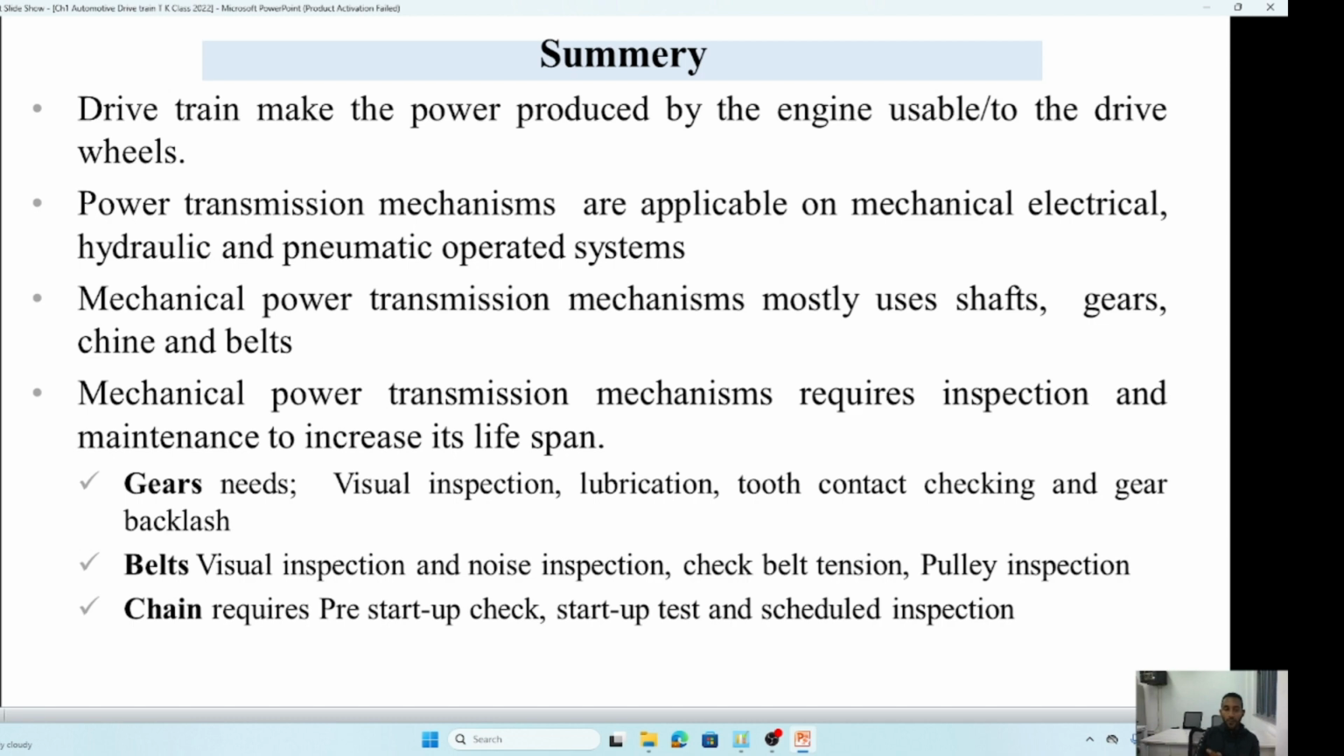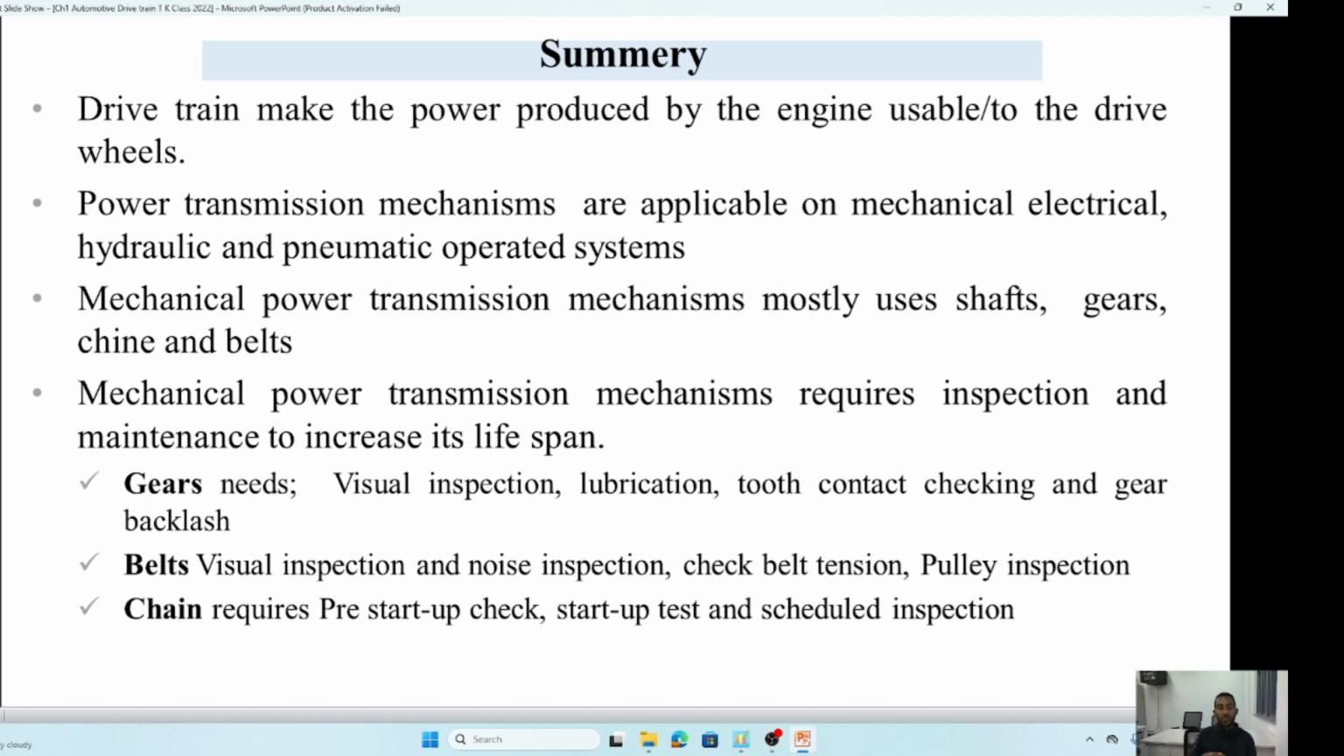For example, the gear always needs visual inspection for wear, for tear, for signs of overheating, for signs of damage. And we must check the lubrication. Did we apply proper lubricant for this? Does it have proper tooth contact? Is the backlash appropriate to the specification?